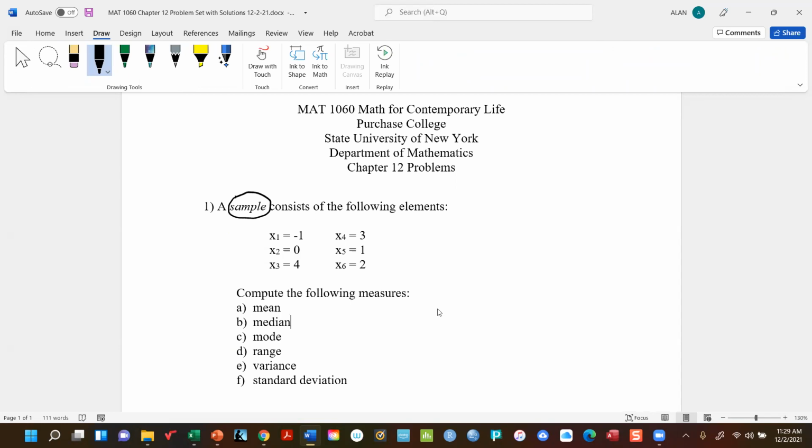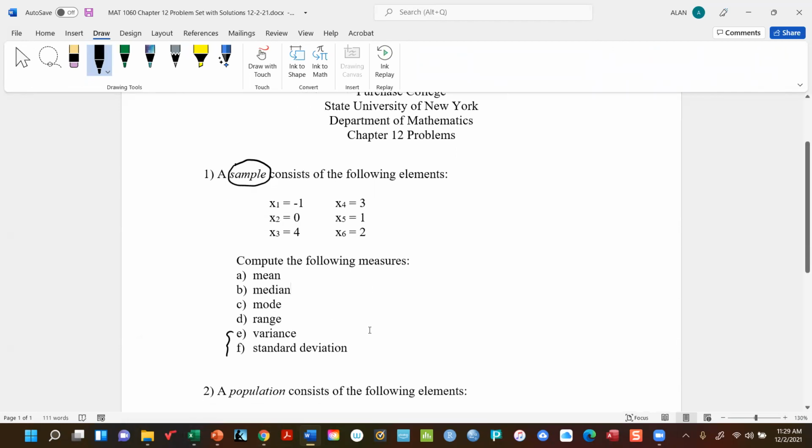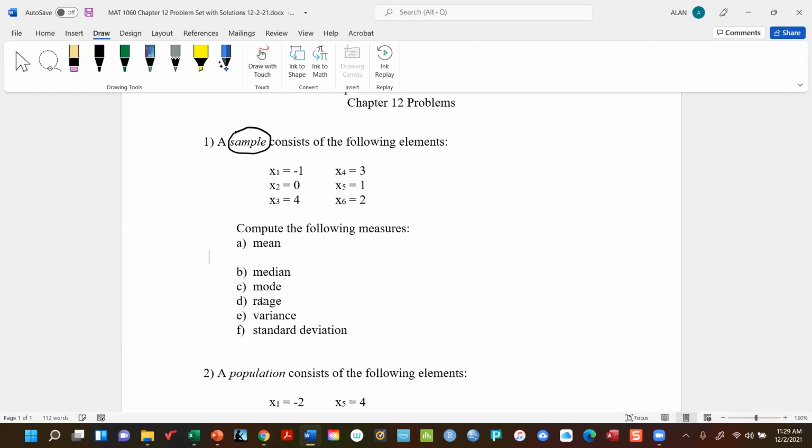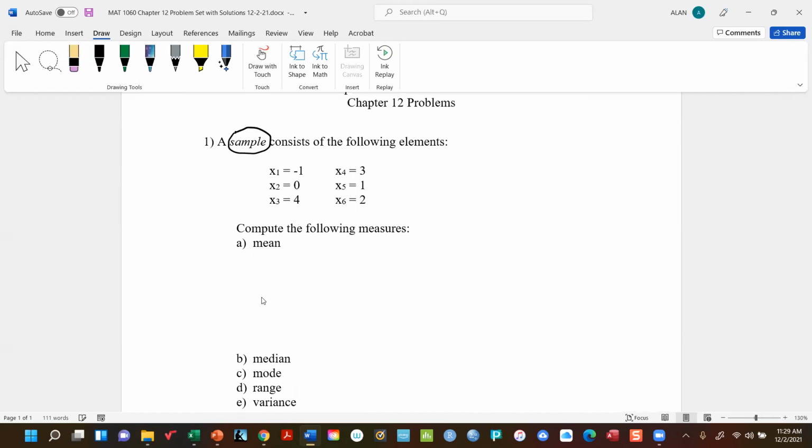It will affect these two. If you get the wrong one, you will get the wrong answer for the variance and the standard deviation. So be careful. Here I've highlighted it, but let's face it, I might not do that on the test. If I forget, just remember, pay attention very closely to whether this is a sample or a population.